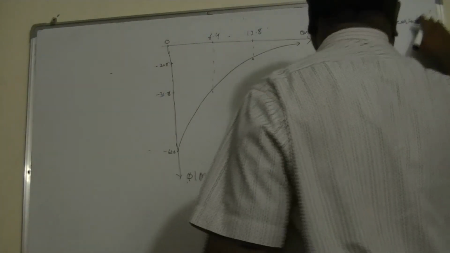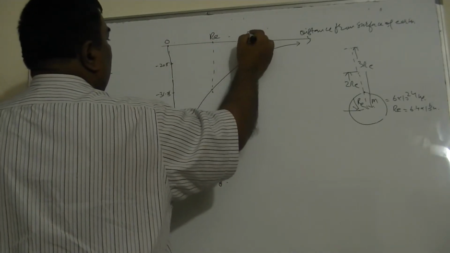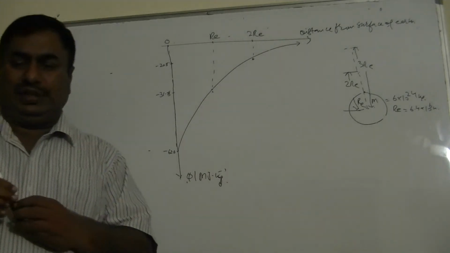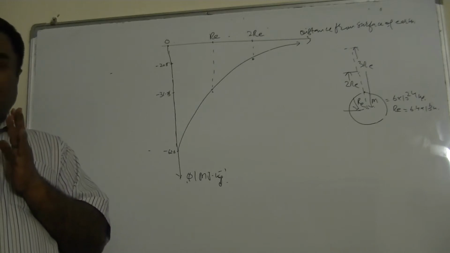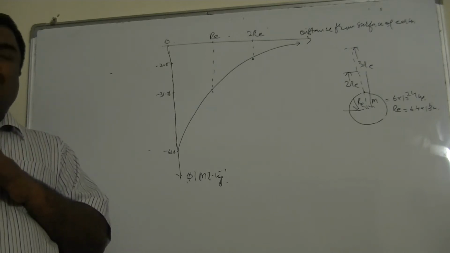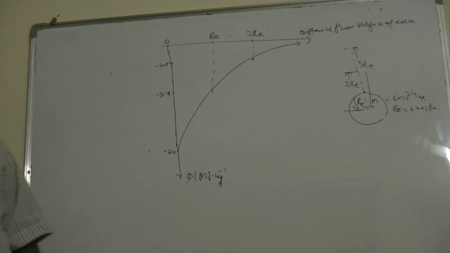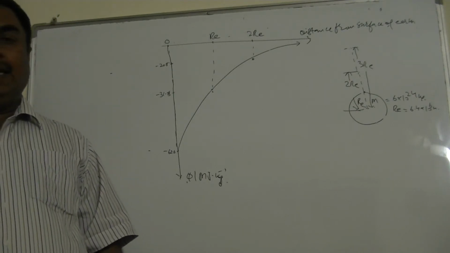If it is in Re form, then I can write here, this is Re, radius of Earth, this is 2Re, and so on and so forth. So this is the gravitational potential. Now again, I'm revising. First, the definition. The definition is work done per unit mass, or work done by bringing the unit mass from infinity to that point. Its SI unit is joule per kg.